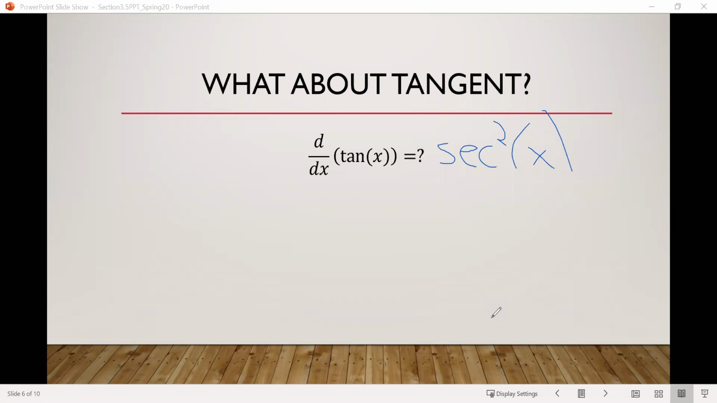What I do have memorized is the derivatives of sine and cosine, and I know the quotient rule, and I know that tangent equals sine over cosine, so that's what I use to come up with the derivative of tangent. This is not one that I have memorized. You're welcome to memorize it if you want to, but know you can always come up with it by using the quotient rule.